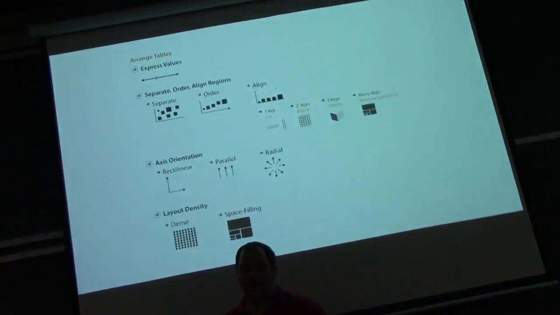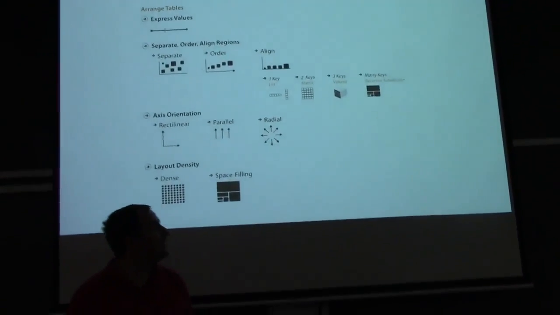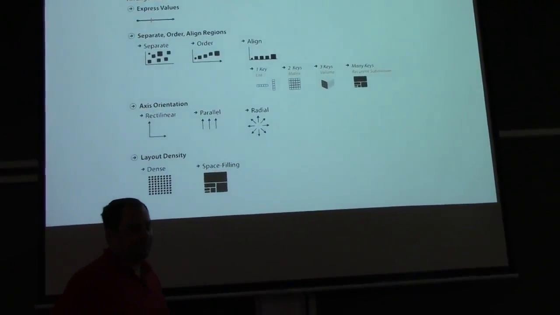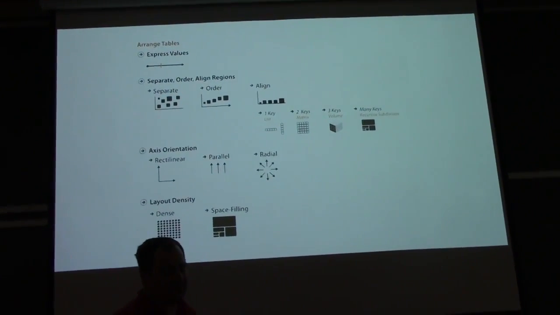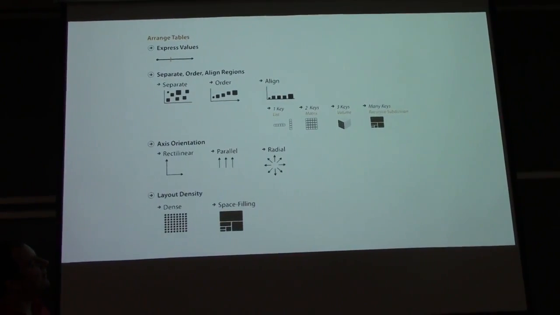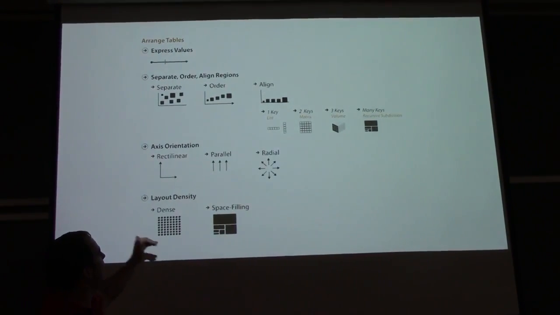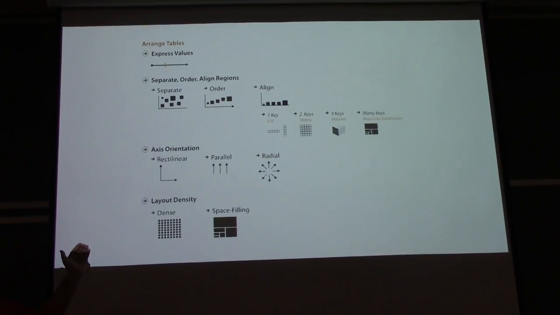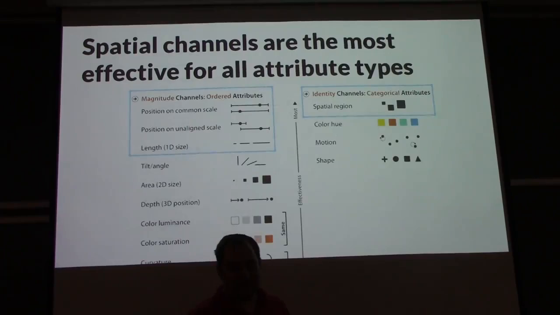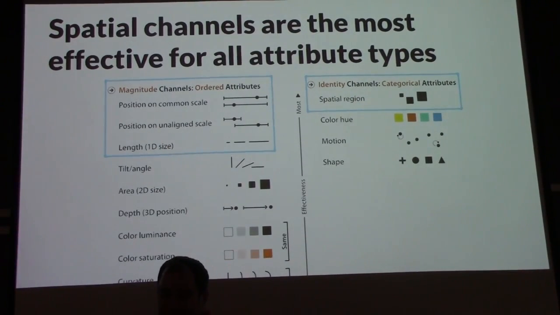So this is the classification from the book. The first one here is express values, where we don't use a key. In the second one, we separate, order and align regions. And so we'll be talking about those. And then another design choice that we have to make is an axis orientation, if you use axes, and then layout density. So this is a little bit abstract. So let's go into a couple of concrete examples.